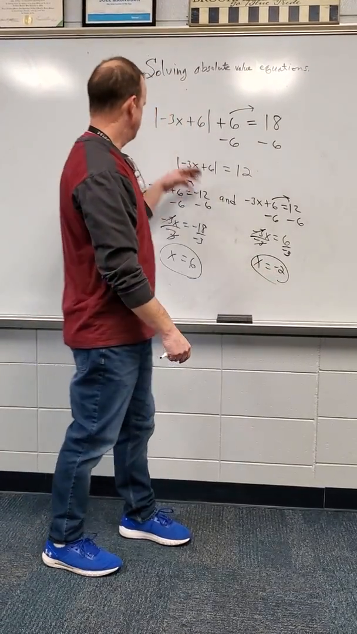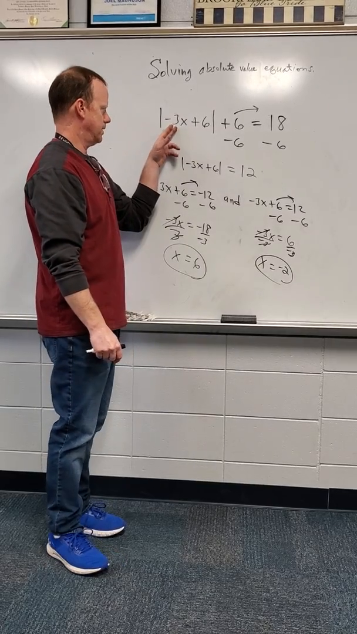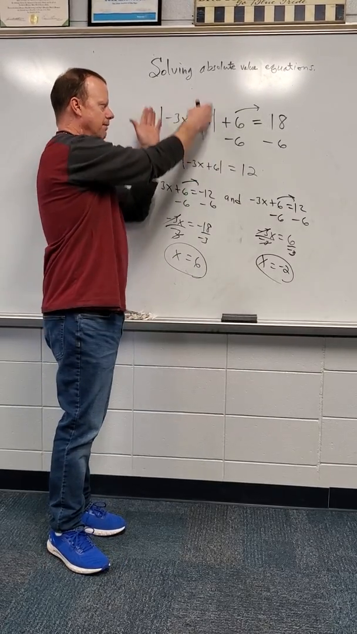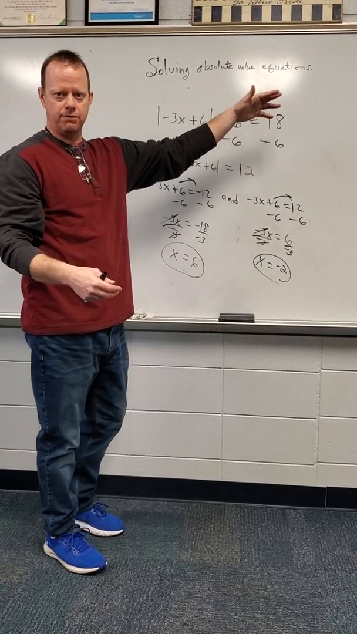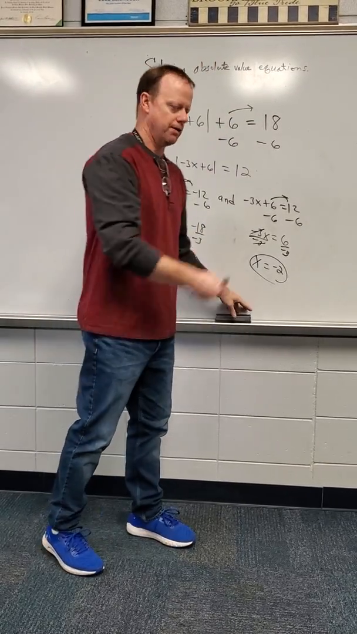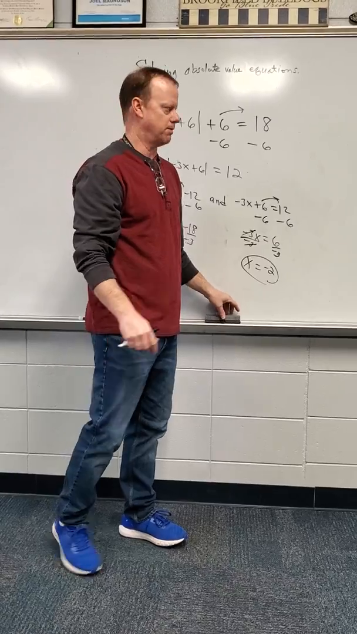If you plug in negative 2, times negative 3 is 6. 6 plus 6 is 12. The absolute value of 12 is 12. 12 plus 6 is 18. 18 equals 18. It works. Those are the two answers that satisfy that equation.